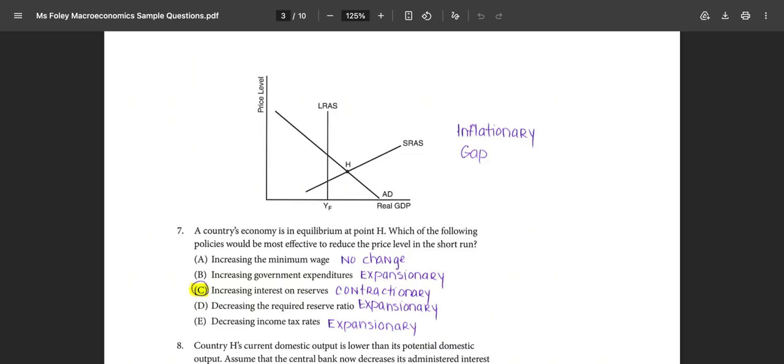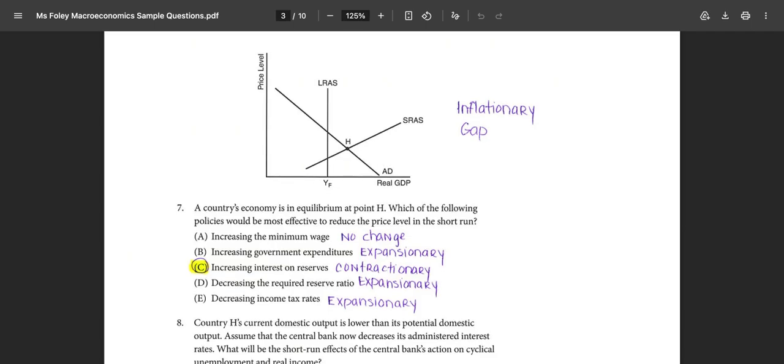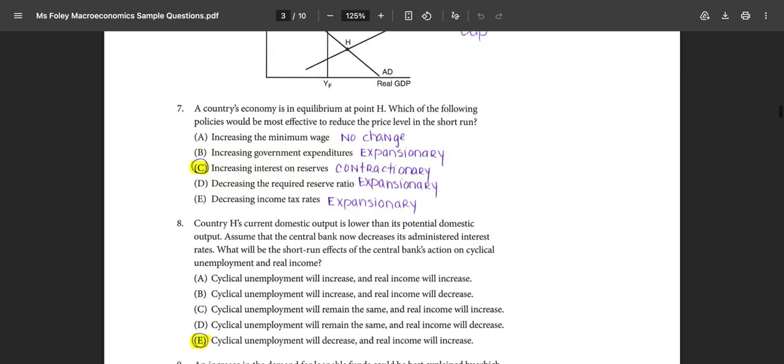That is doing the IORB. That is a contractionary policy. That would certainly shift AD to the left and fix us. So that is the correct answer. The other two, decreasing the required reserve ratio is expansionary, and decreasing income tax rates is also expansionary. Also, just so you know, they would be very clear telling you, like, hey, you're in an ample reserve system, so it's IORB, or you're in a limited reserve system, which is usually the default.